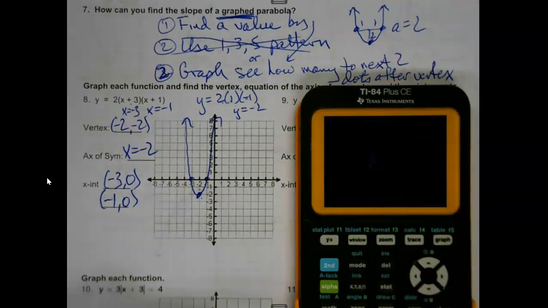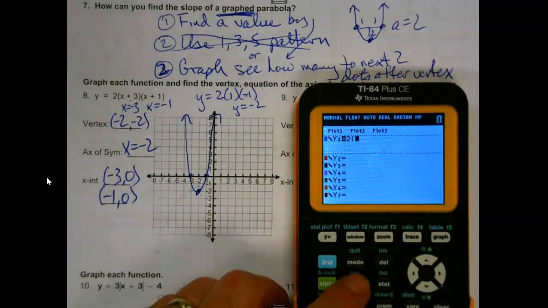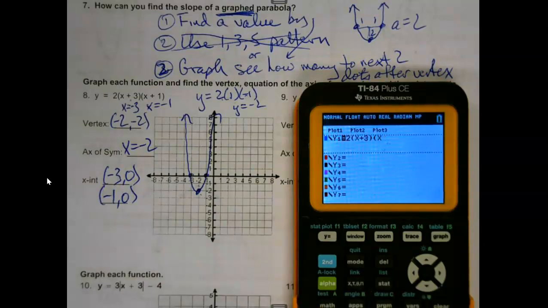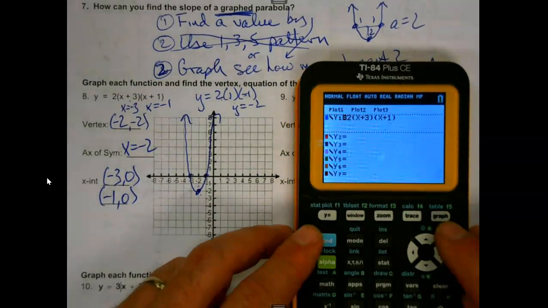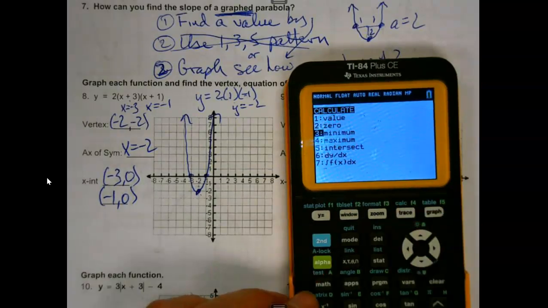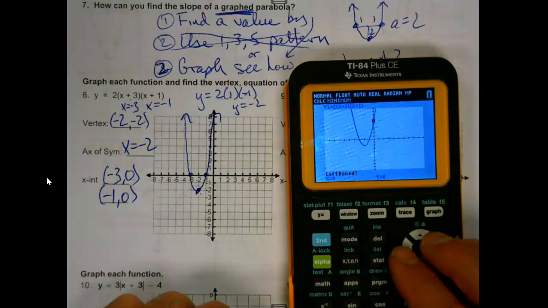Heck, let's even take this one step further. What if you forgot everything about that stuff? You're like, I forgot -b over 2a. I forgot everything else. Hardy, I'm screwed. You're not. You know why you're not? Because you have another option. Second, trace, minimum. Let it get graphed here for a minute, because the minimum is your vertex.